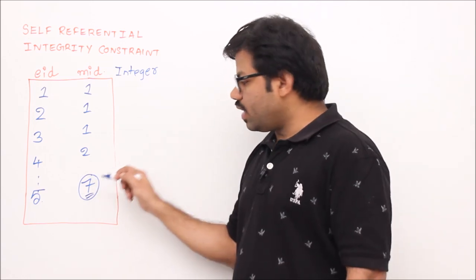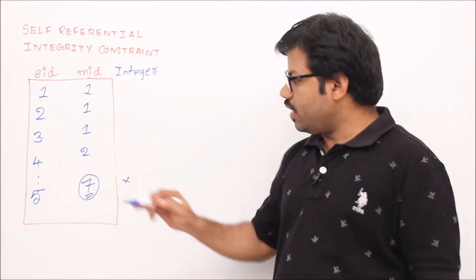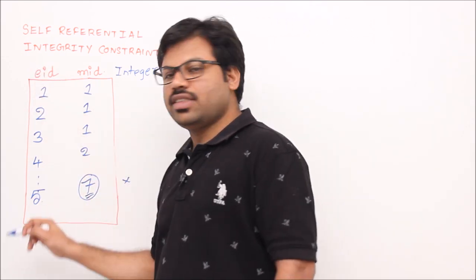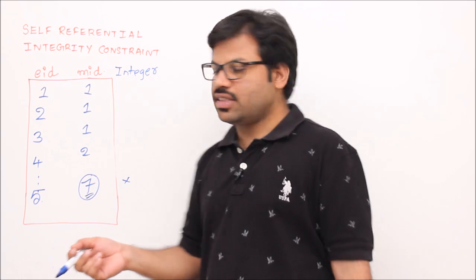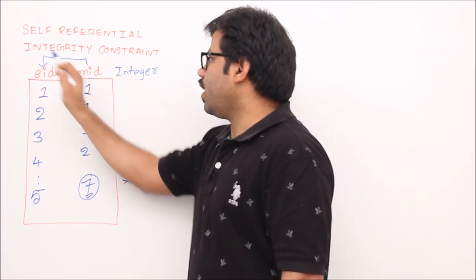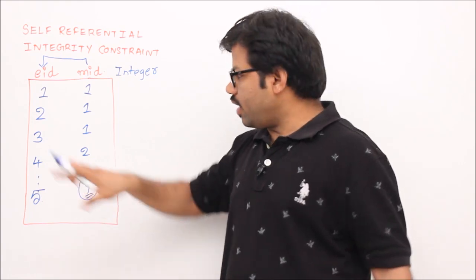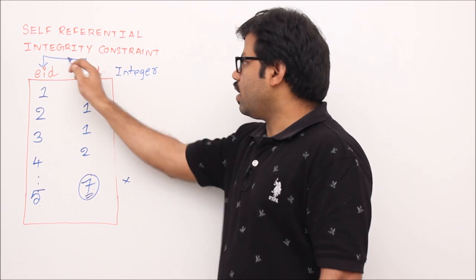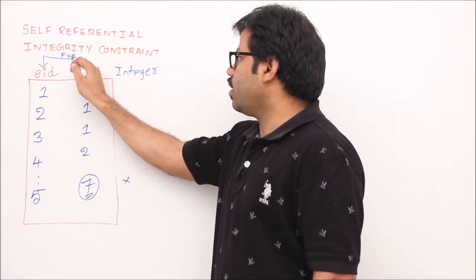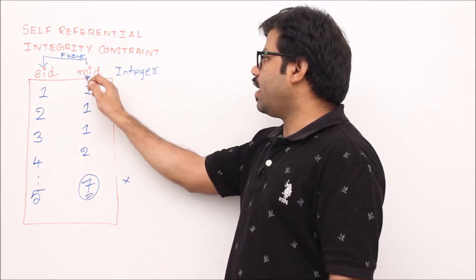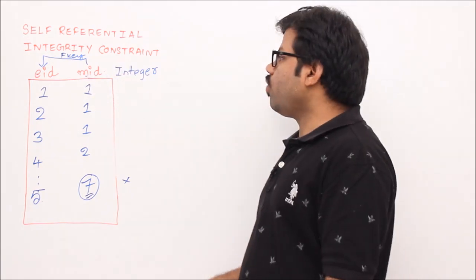But why do you say that it is wrong? Because this 7 is not part of the employee ID set. Is it not a foreign key condition? You want to say that manager ID should always refer to employee ID. That is your intention, especially for this data. So this is the foreign key condition. Now observe: where is the foreign key? Manager ID is a foreign key.